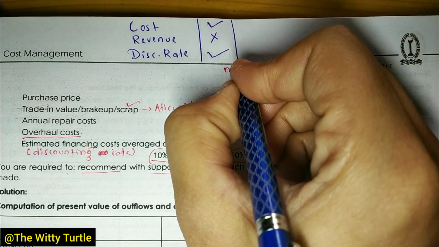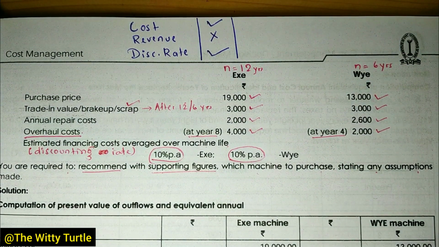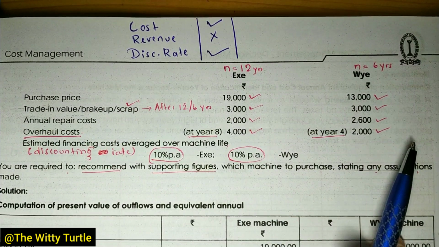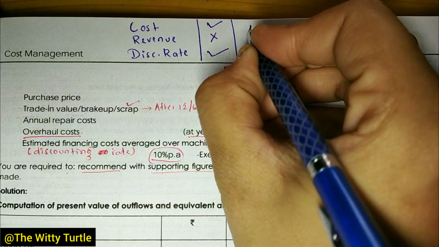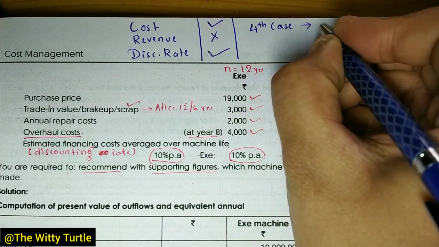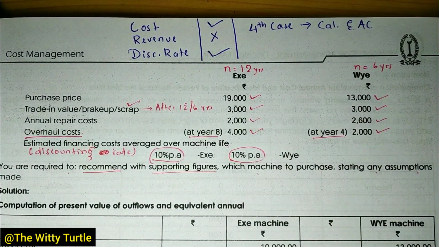So which case will this be? This will be your fourth case, right? In the fourth case, what was written? If you have more than one option, then you have to go for your equivalent annual cost calculation. So this is your fourth case, and you have to calculate EAC, right?